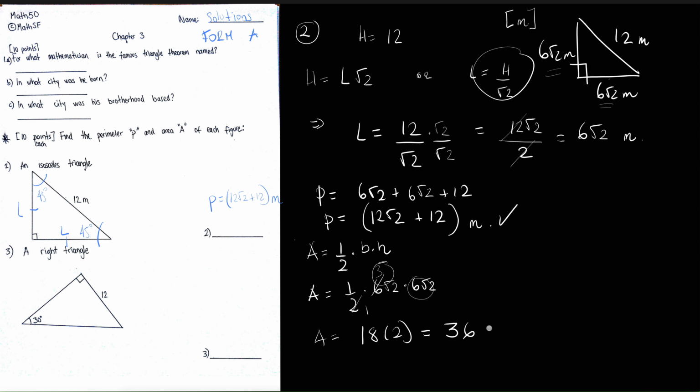But 36 what? It is square meters, or meters squared. So what I have to write for number 2 here is: area is equal to 36 square meters. So that should be your answer. Let's move on to the next following problem.